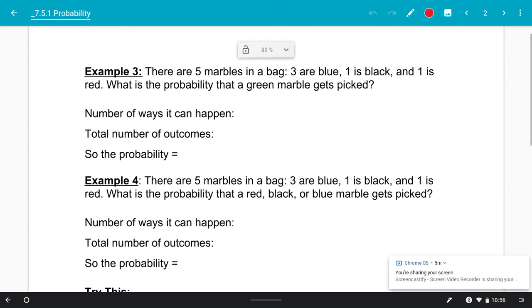All right, so next one. We again have the 5 marbles in the bag. 3 are blue, 1 is black, and 1 is red. We want to calculate the probability that a green marble gets picked.